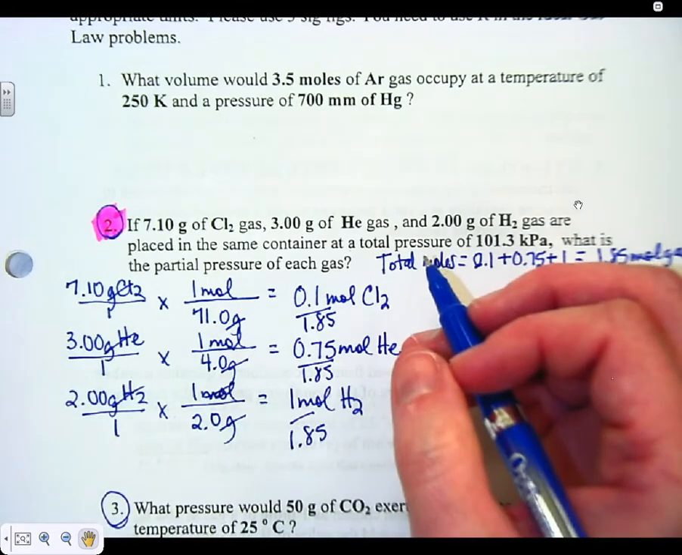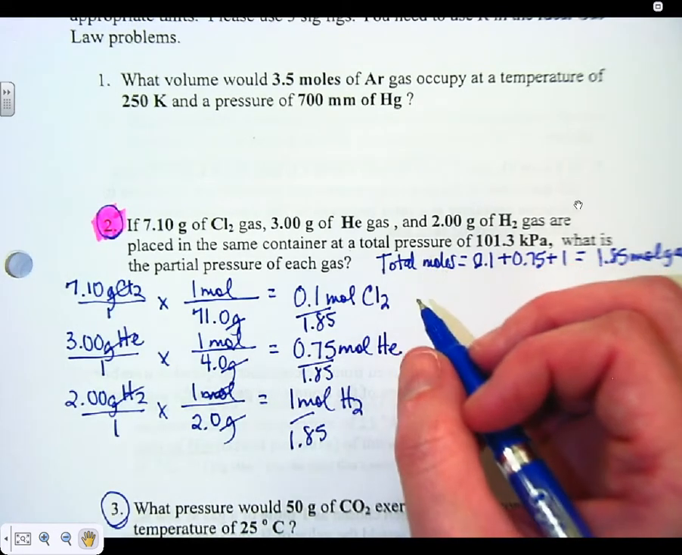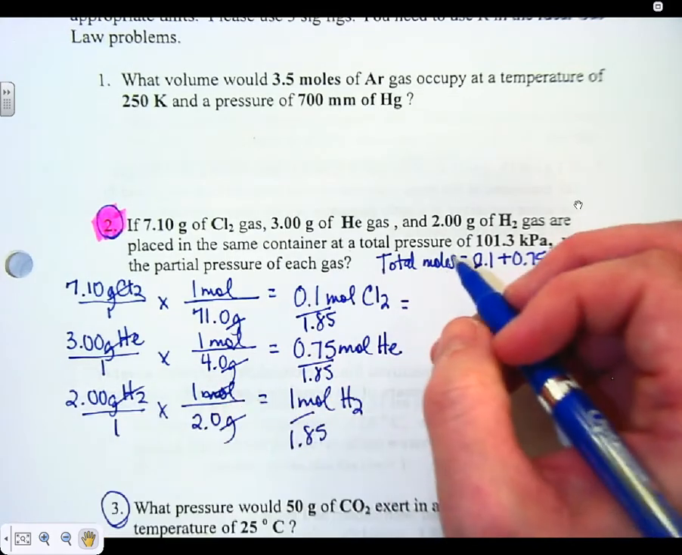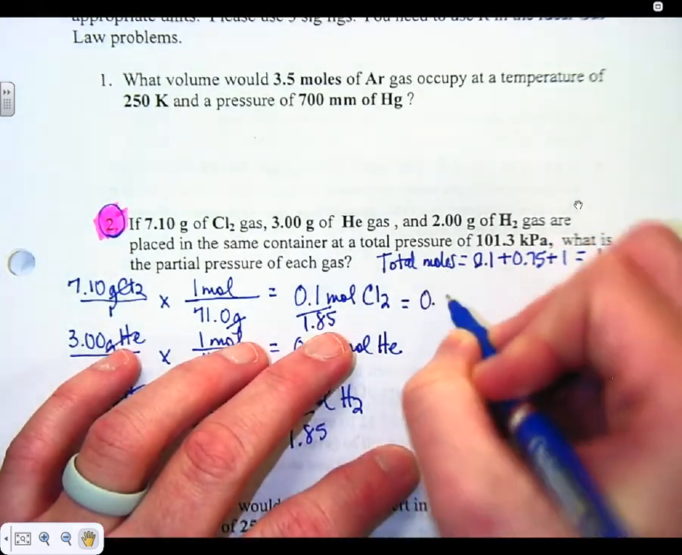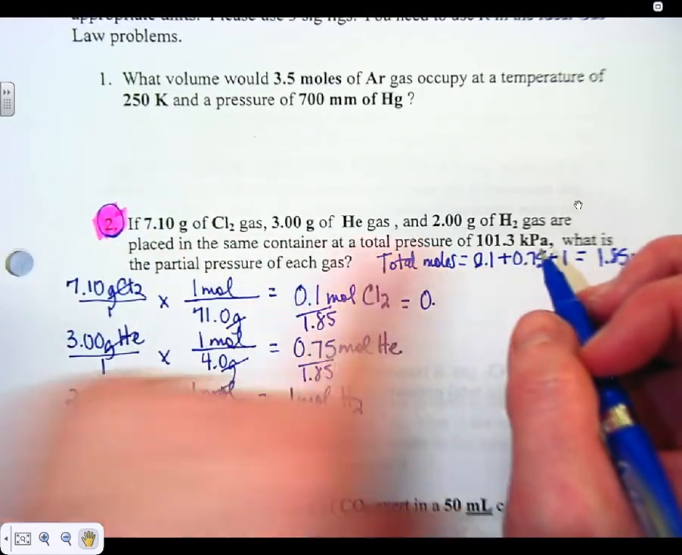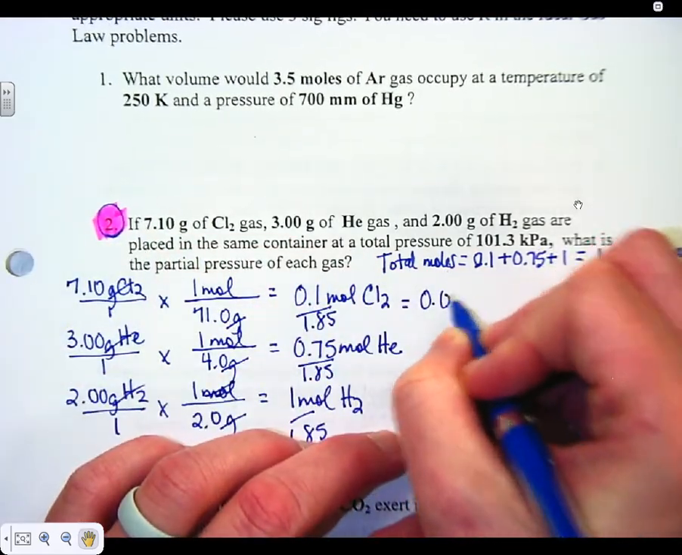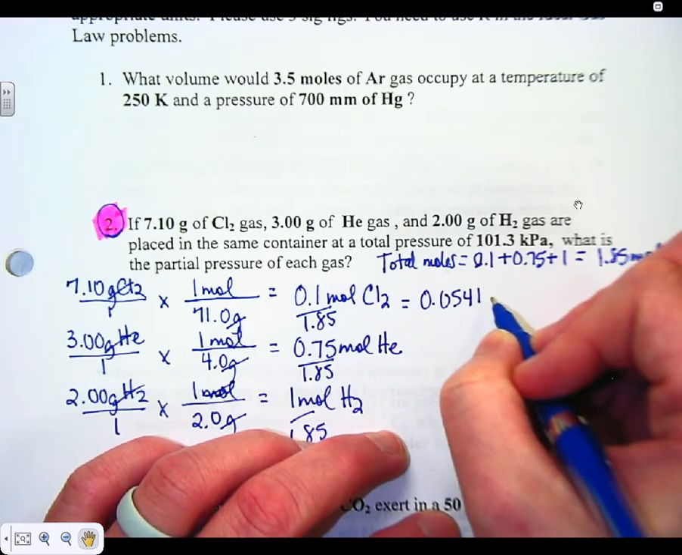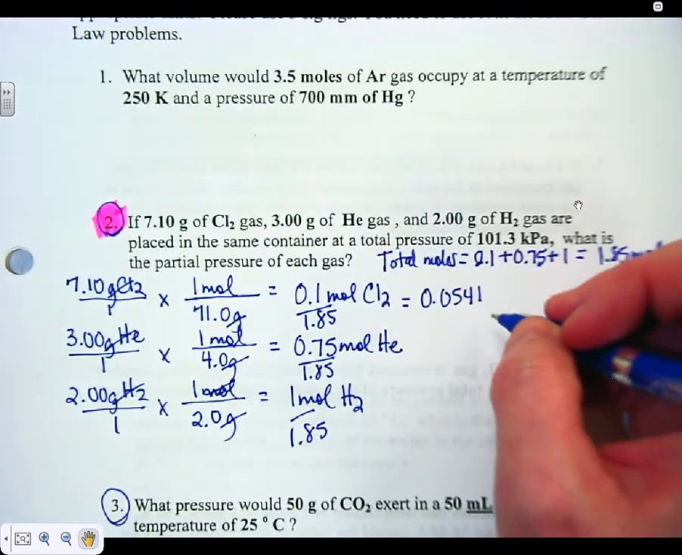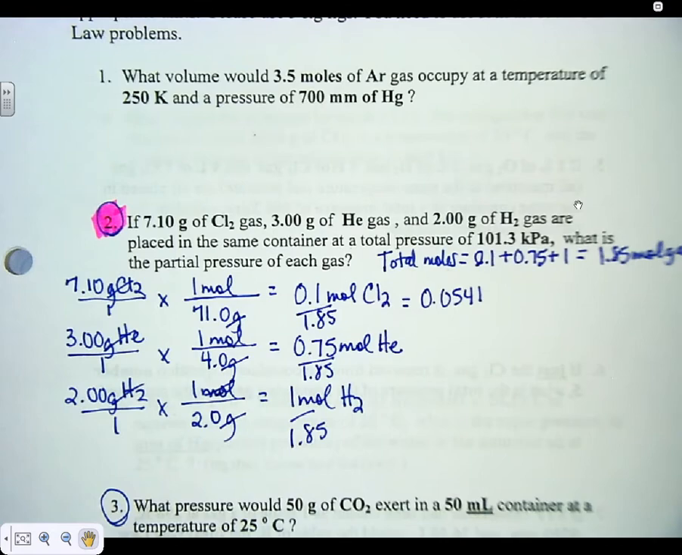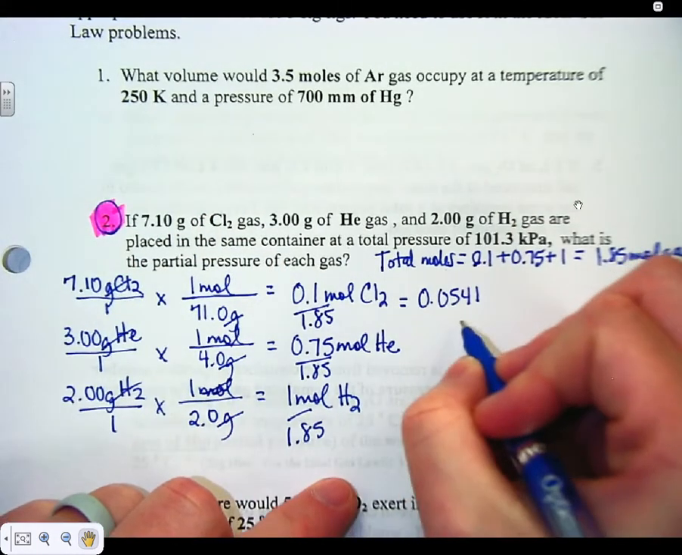Okay, so 0.1 divided by 1.85 gives us, and I'm just going to do 3 significant digits here, because the least number I have here is 3, 0.0541. And this is the percentage as a decimal, guys. We would multiply it by 100 to get our actual percentage, but we're going to leave it as a decimal because we're going to need that anyway. So that is for Cl2.